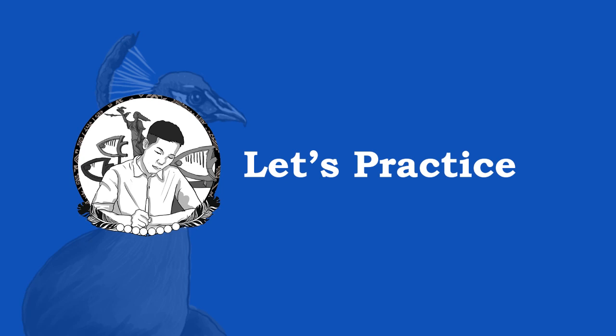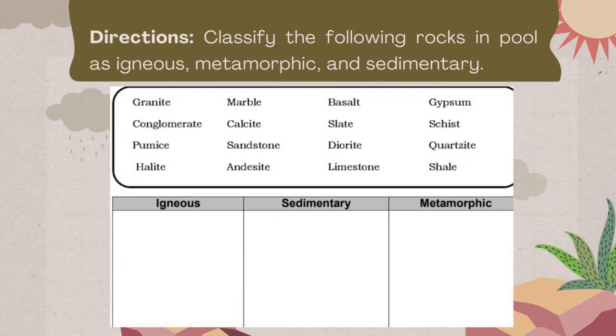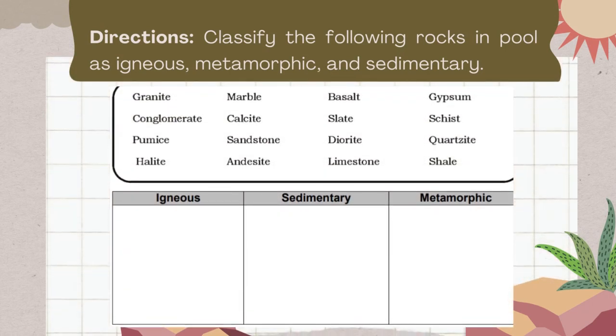This time, let's proceed to your activity. In this activity, you are going to classify the following rocks in the pool as igneous, metamorphic, or sedimentary.